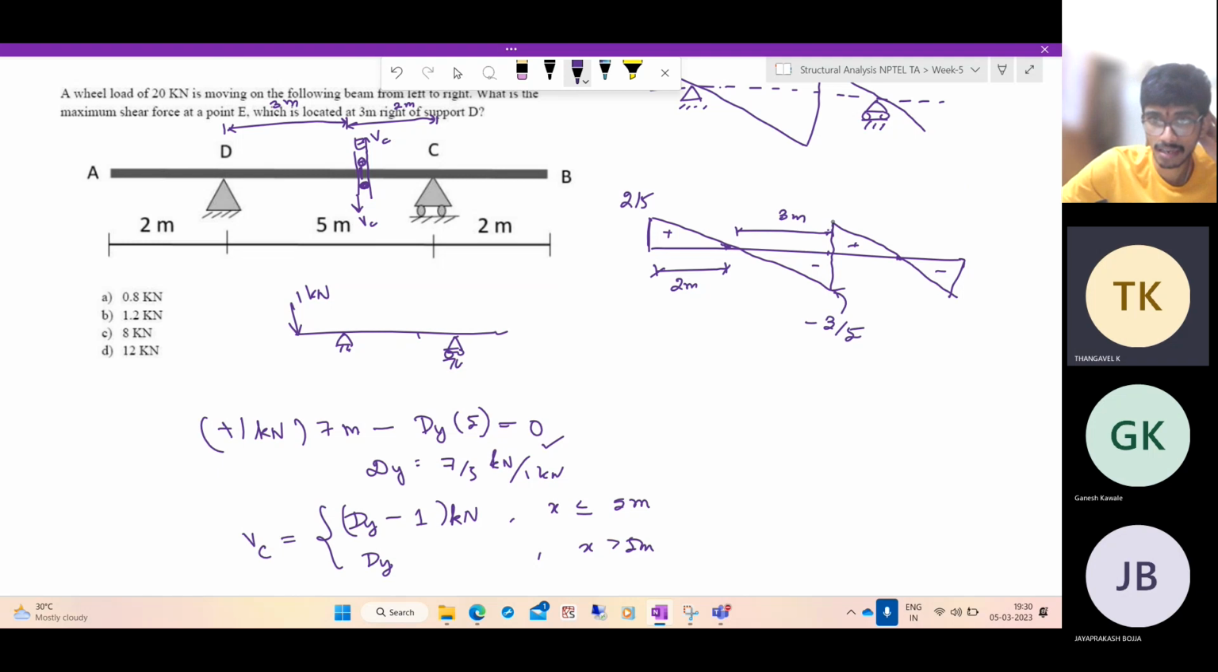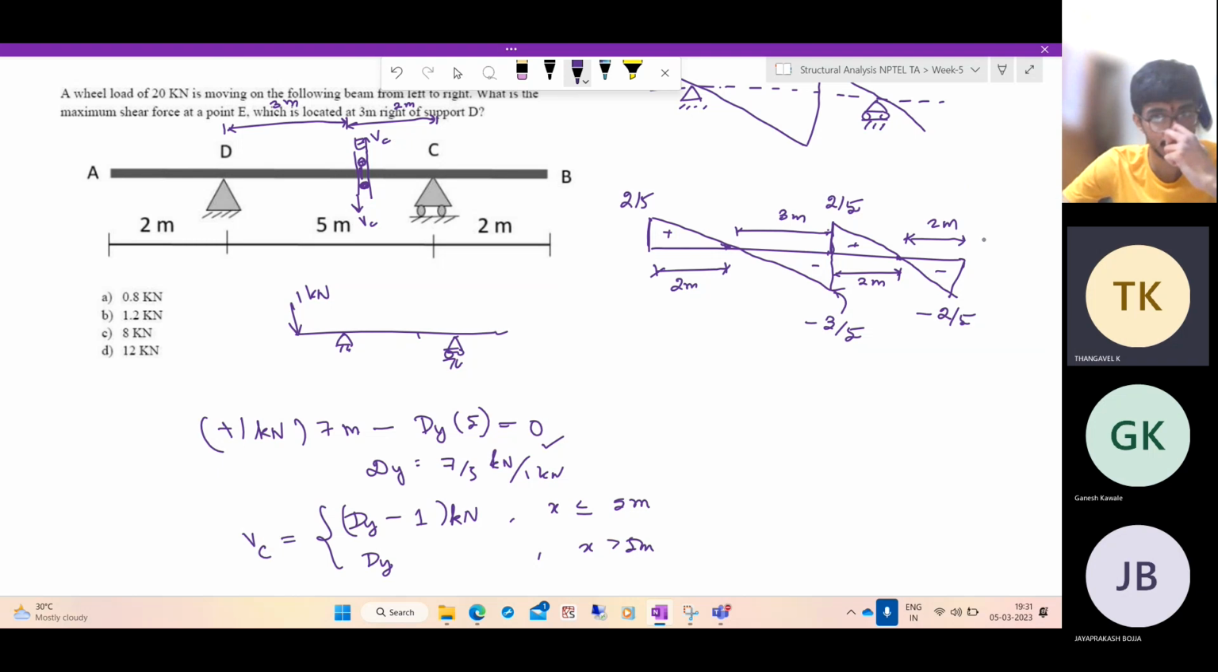And what will this be? It is just jumping by 1, right? So here it is nothing but 2/5. This is 2 meters. This is also 2 meters. So by similar triangles, this should be minus 2/5.